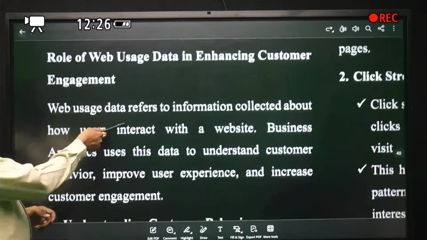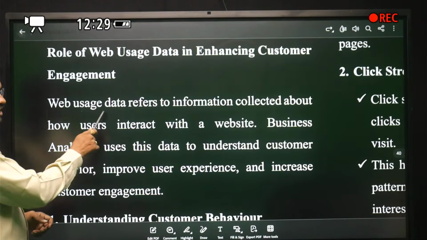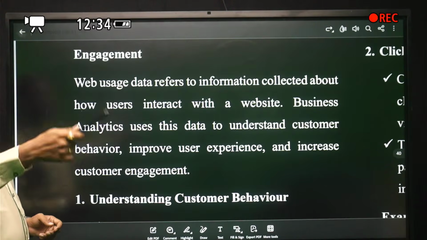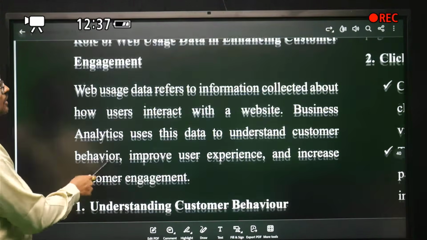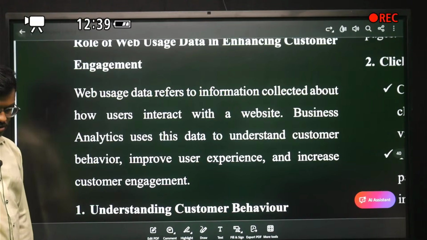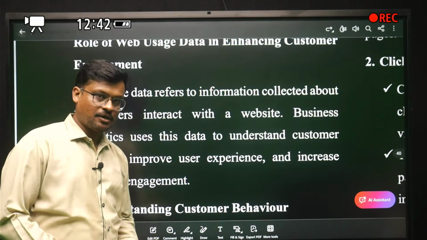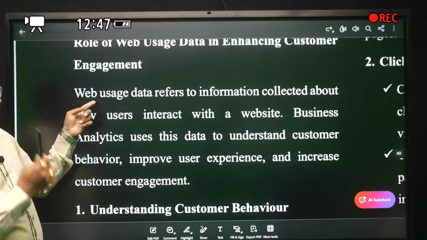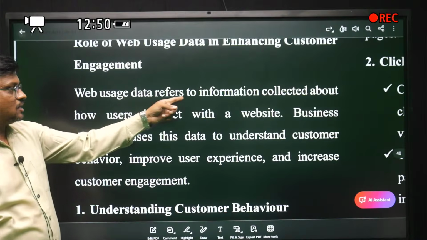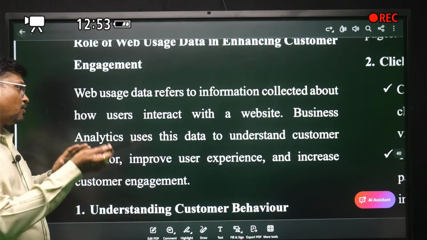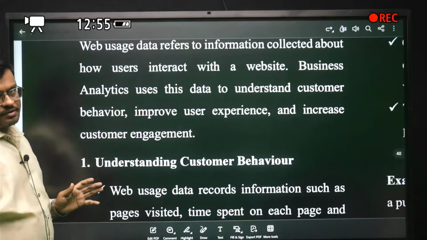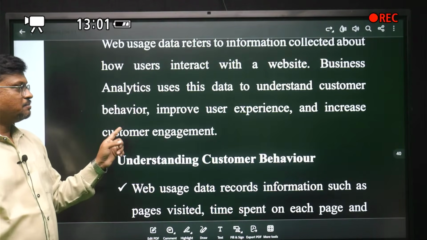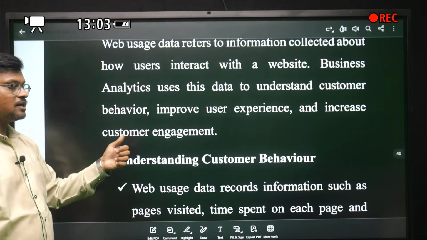See, what do you mean by web usage data is, web usage data refers to the information collected about how users are interacting with a website, right? Don't confuse with the term web usage data. It is not like customers' data from the web. It is like how the customers are using your website. Done, dear. That is your web usage data. Business analytics uses this data to understand customer behavior, improve user experience, and increase customer engagement.